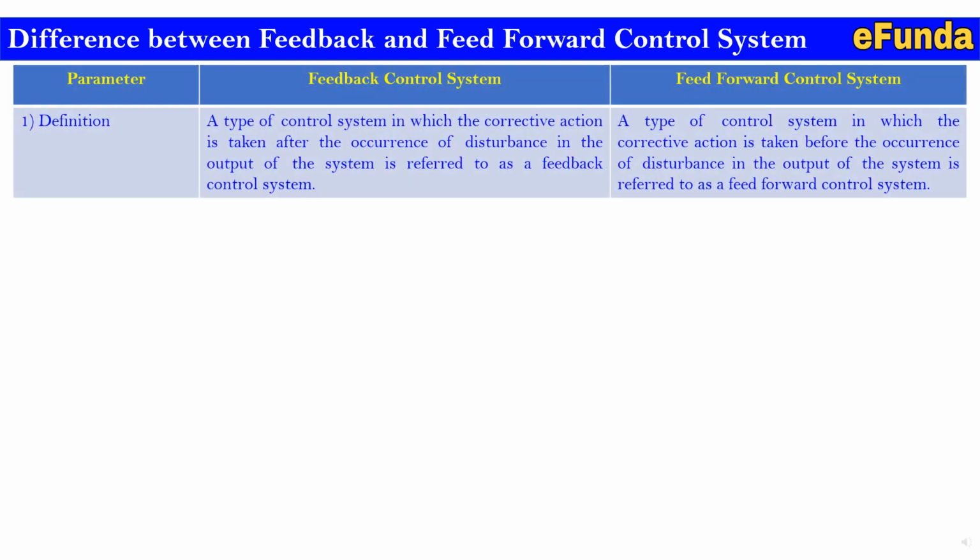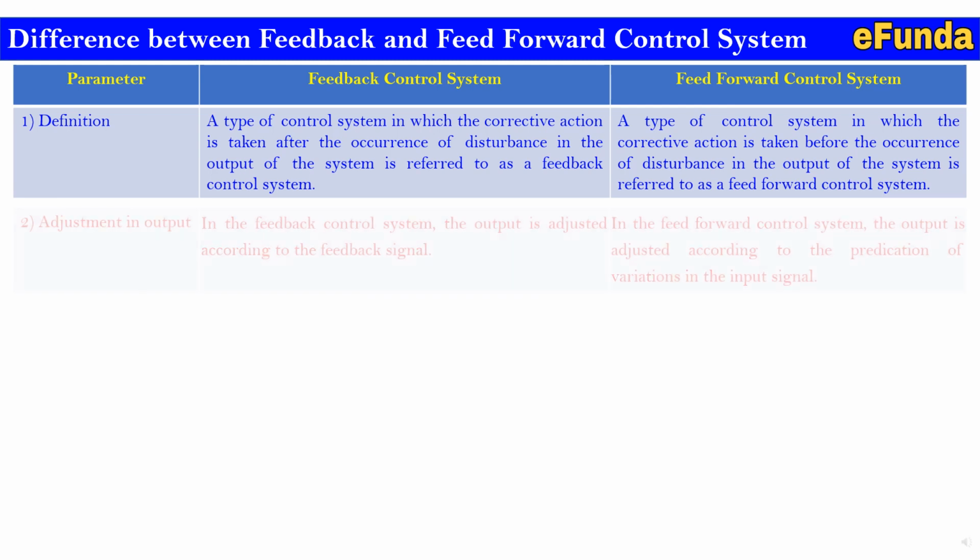Under feedback control system, a type of control system in which the corrective action is taken after the occurrence of the disturbance in the output of the system is referred to as a feedback control system, whereas a feed forward control system is a type of control system in which the corrective action is taken before the occurrence of the disturbance in the output of the system.